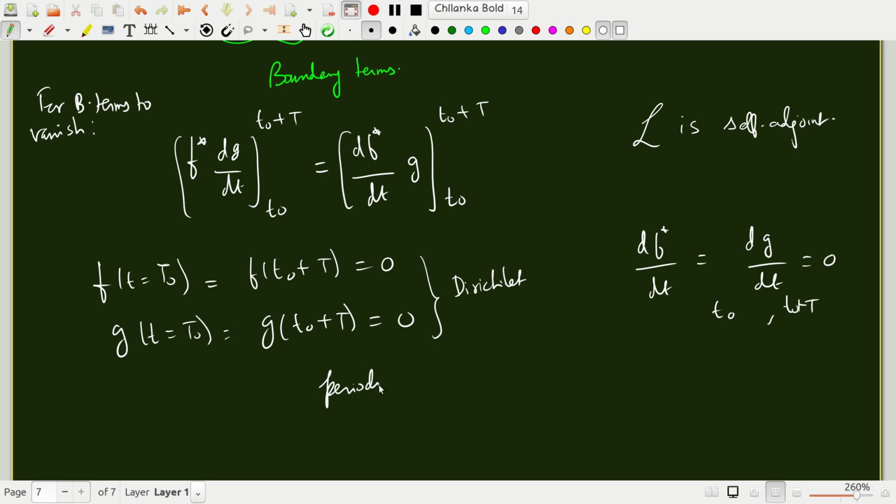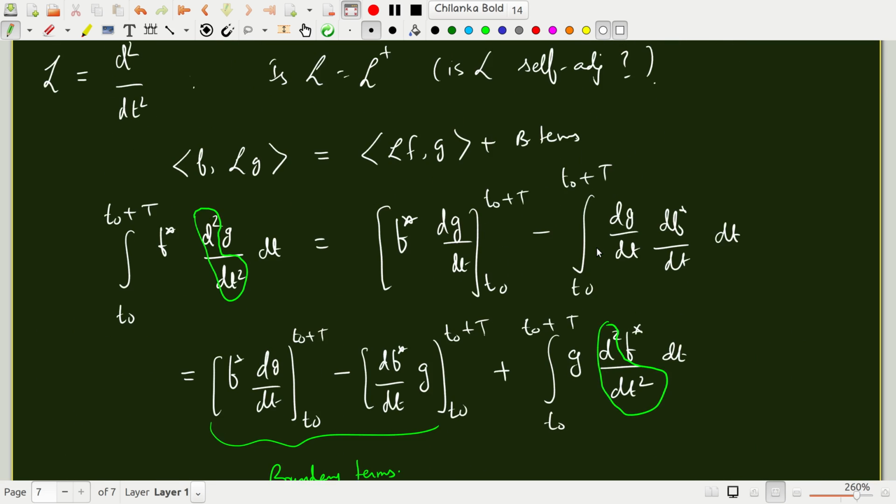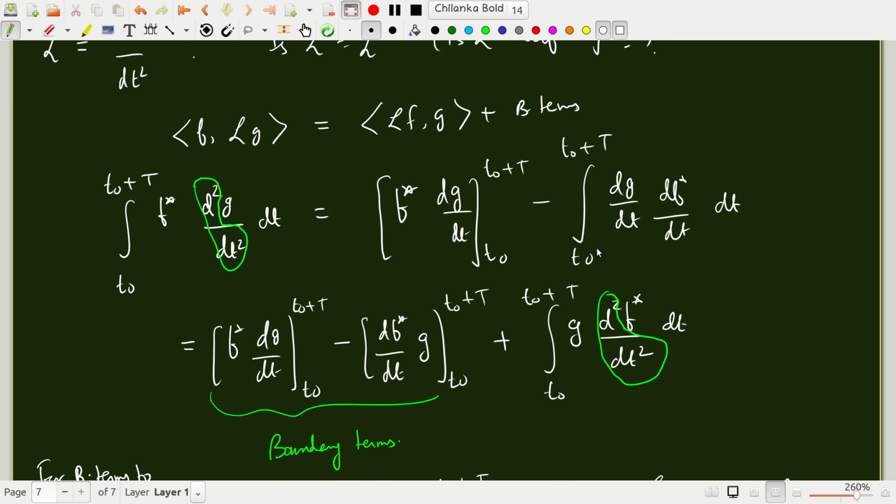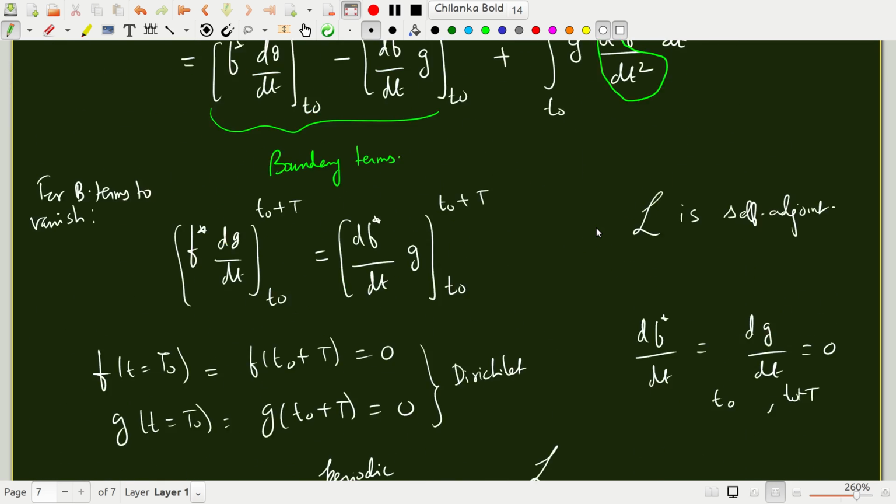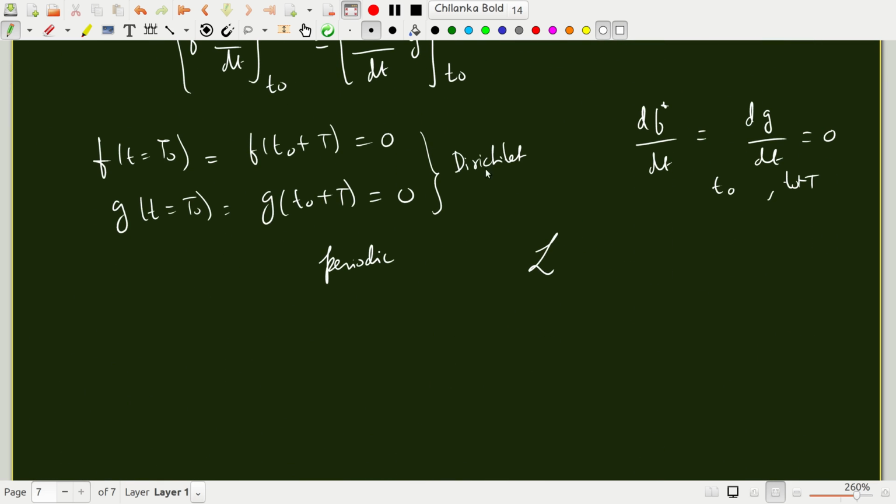In all these cases, these boundary terms will vanish, and therefore L is self-adjoint, and the eigenfunctions it generates are orthogonal, and of course you can normalize them trivially. So this is one of the most important ideas: to show whether a given operator L is self-adjoint or not, you have to go through this process of integration by parts and make sure that the boundary terms also vanish. Then L is self-adjoint.